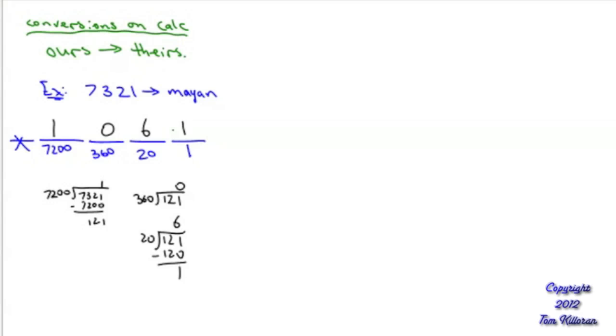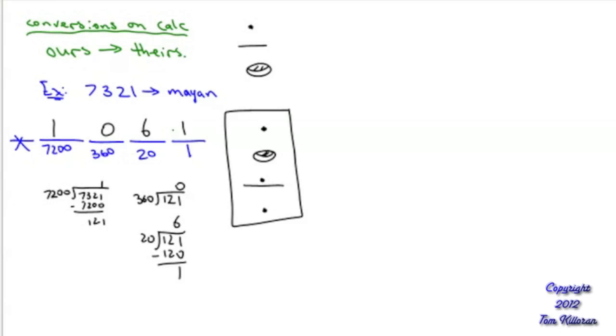Mayan only has 3 symbols: dot, line, and the bowl. A dot, vertical. The empty basket for 0. A dot and a line for 6. And a dot all by itself at the bottom. So this numeral right here represents 7,321.